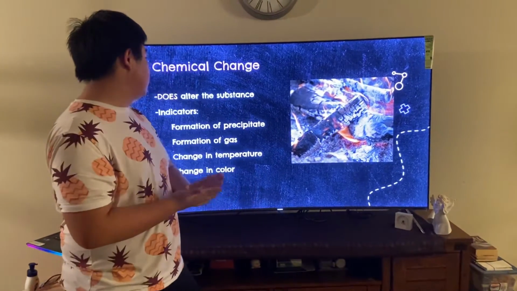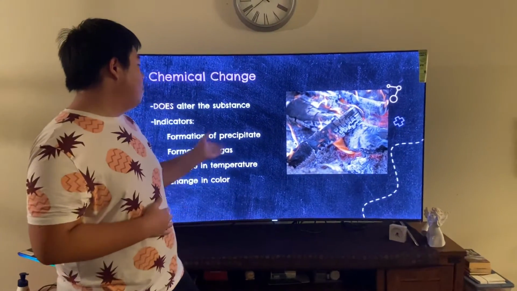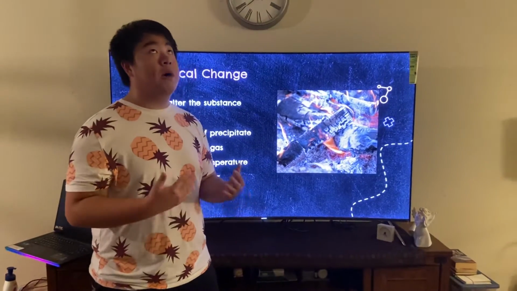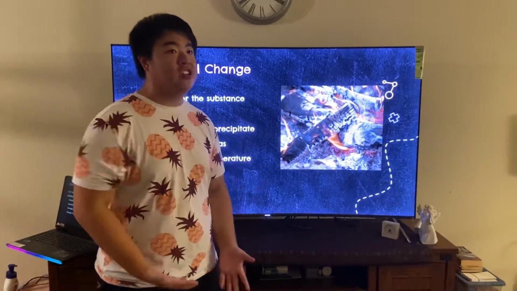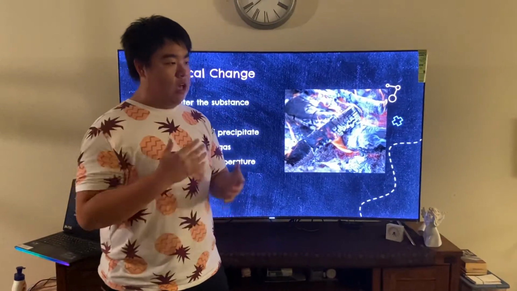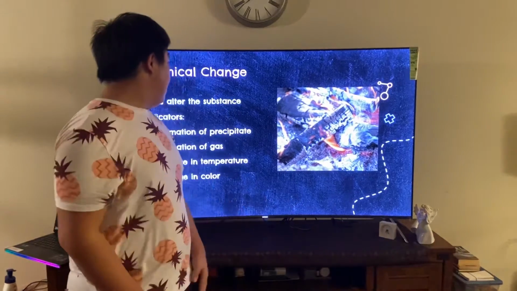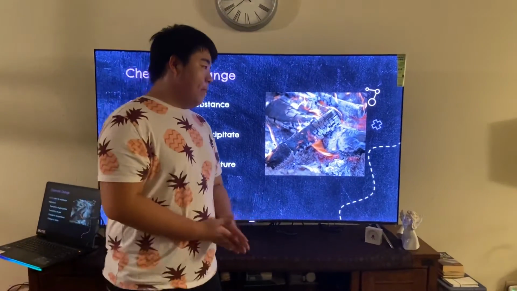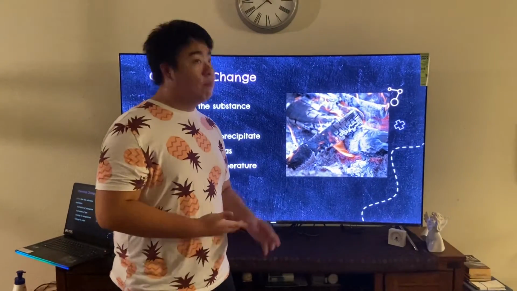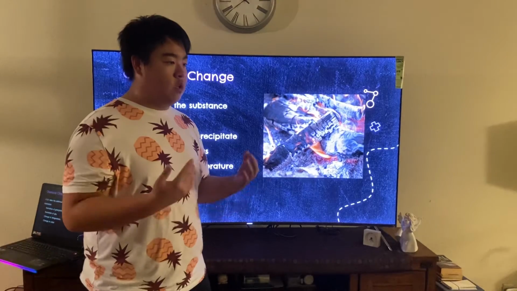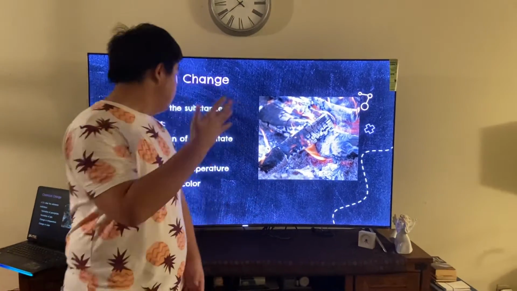And some of the common indicators are the formation of a precipitate, which you can commonly see as we were taught about the precipitation reaction this year, where we have aqueous reactants forming a solid. And some of the other common indicators are the formation of gases, and you can see it in a combustion reaction where water, H2O vapor, is released in the end product.